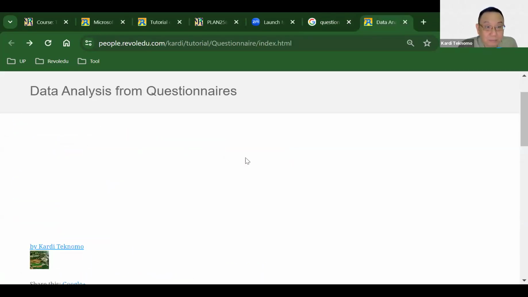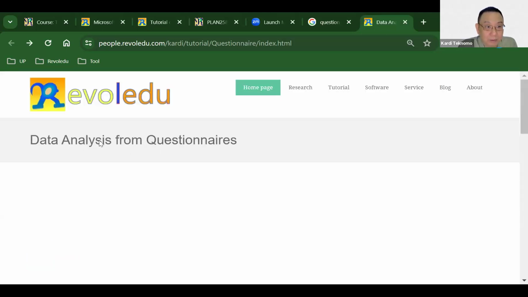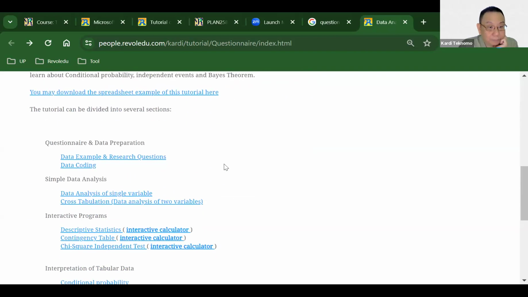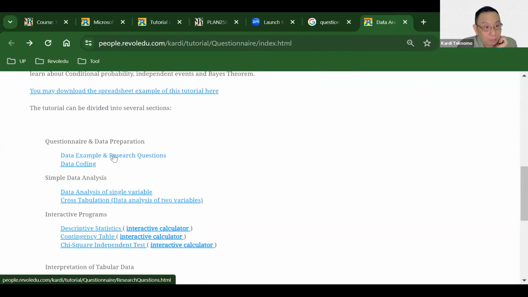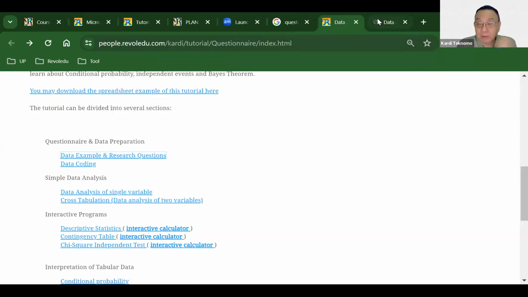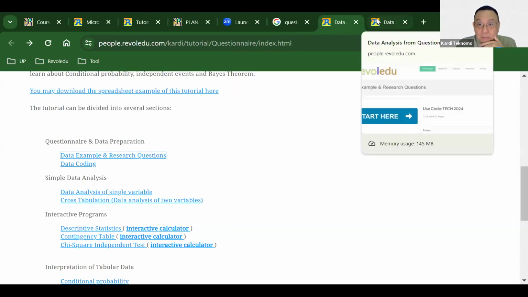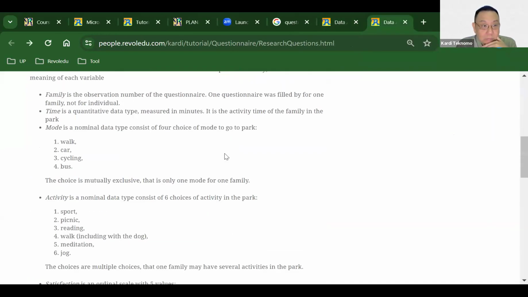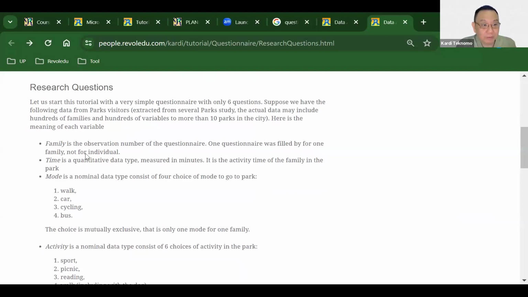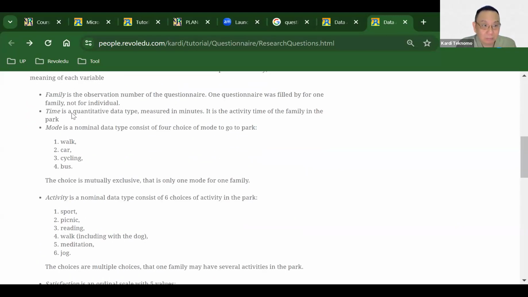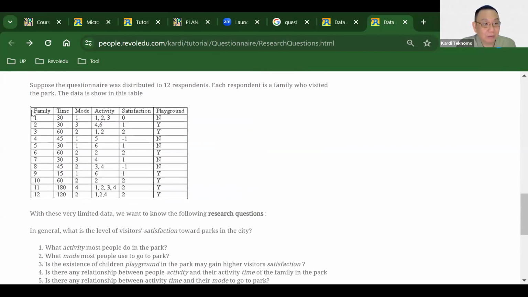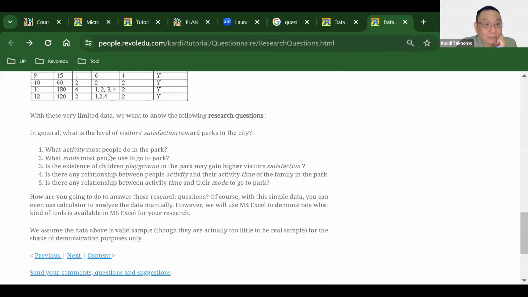So this is basically data analysis from a questionnaire. Initially, this is very simple data analysis. You have a research question, and these are the simple questionnaires that we make. We have only 12 respondents like this. And then from here, you can start to analyze.